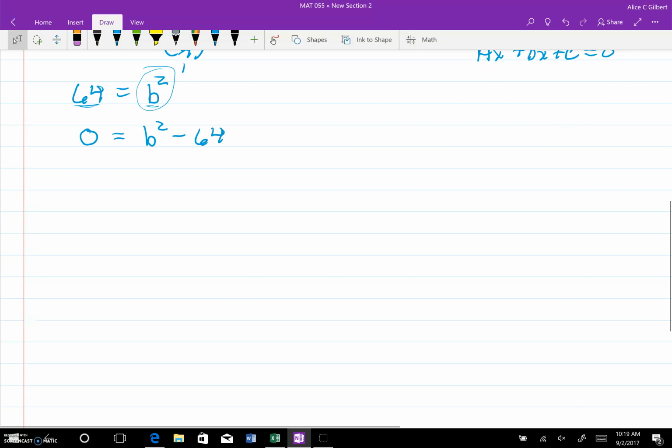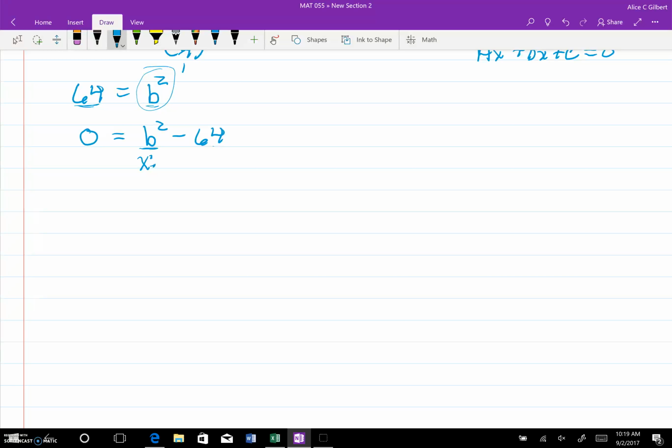Now I just need to factor. So rule number 1, is there a greatest common factor? No, there's not. Rule number 2, is it a special factoring form? Well, we don't know yet. Let's start asking our questions. First question, is it a binomial? Yes, it is. So maybe it's a difference of squares. So then we want to see, is this sign a negative? Well, it is. So we continue asking our questions.